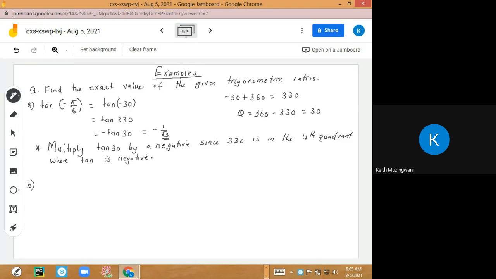B. Sir, sorry, I didn't understand. We have negative pi over 6. How is tan 30 coming in? So since we say that pi is the same as 180, you convert pi over 6 to degrees. Okay, sir. I get it. Okay.